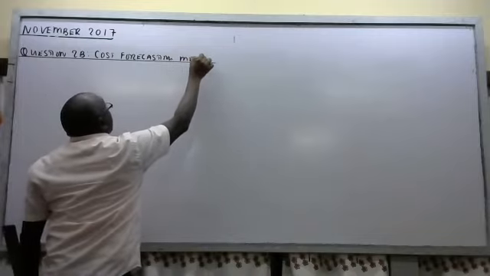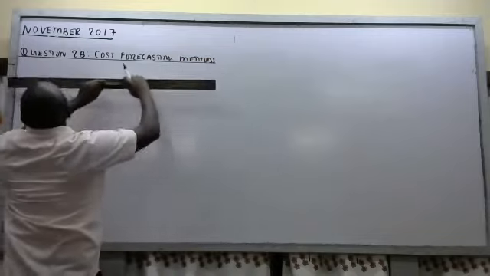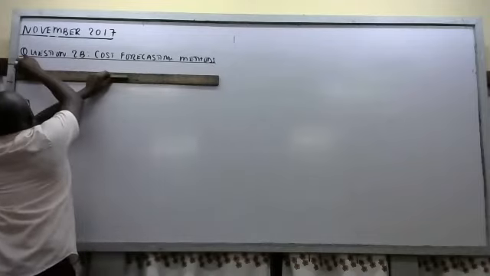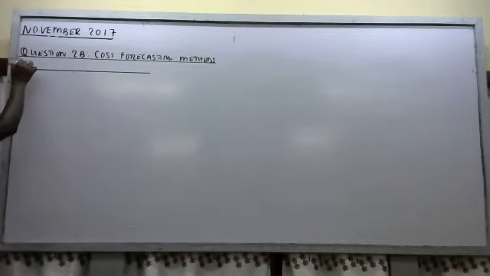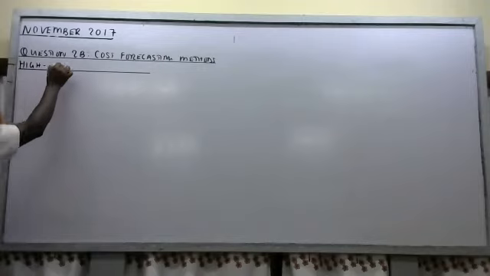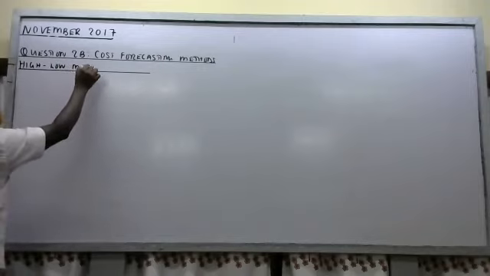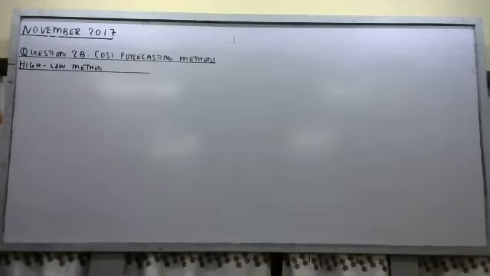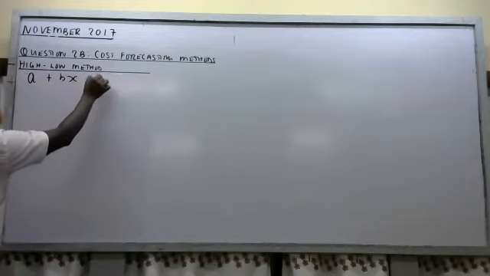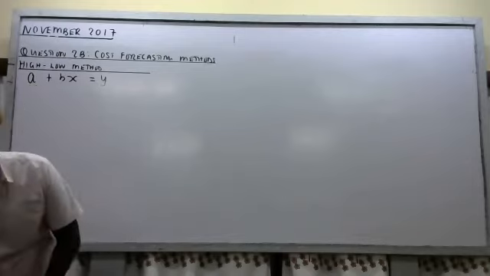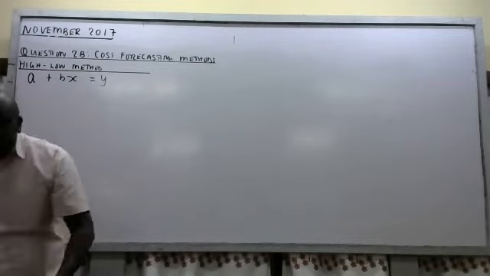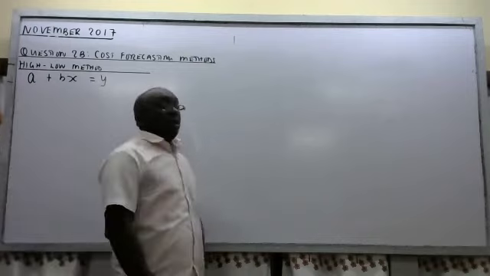Cost forecasting methods. And the first one that we are told to use is the high-low method. So in the high-low method, we take the form of a plus bx being equal to y.